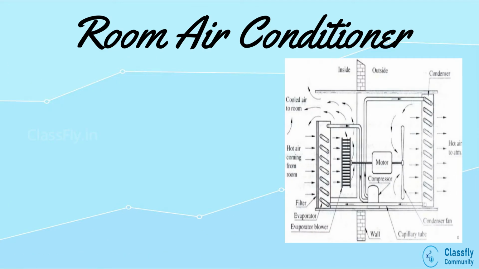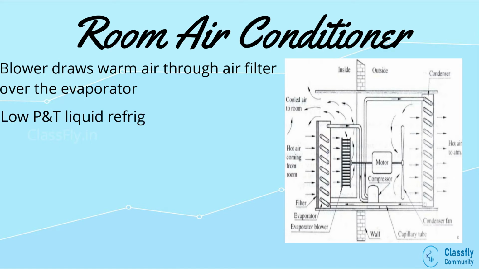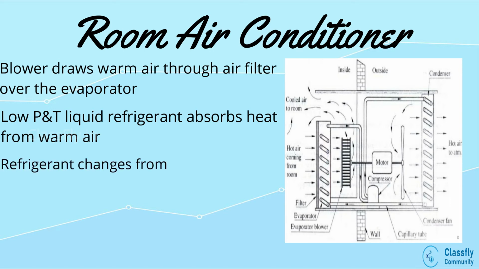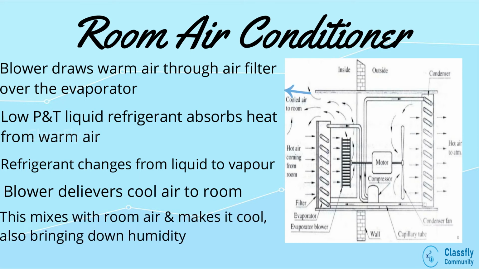In working, the blower will first draw the warm air from the room through the air filter and over the evaporator coils. The low pressure and low temperature liquid refrigerant flowing through the evaporator coils will absorb the heat from the warm air. Hence, the refrigerant will now undergo a change of phase from liquid to vapor. The blower will then deliver this cool air into the room. This will mix with the room air to bring down the temperature and humidity of the room.